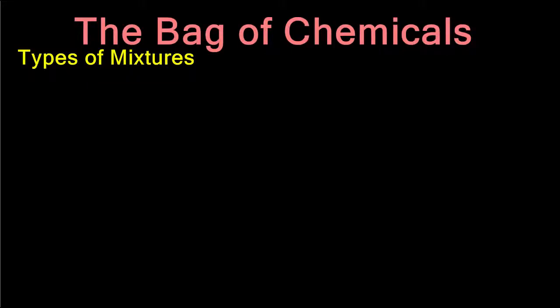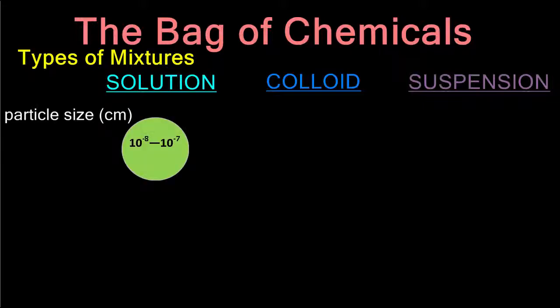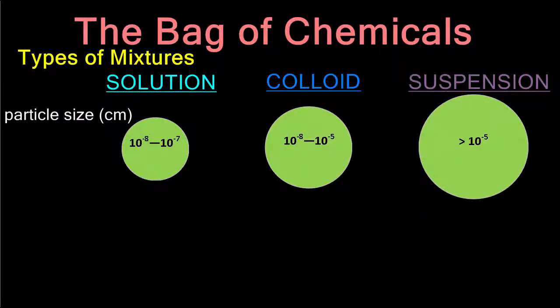There are 3 types of mixtures present in the cell: solutions, colloids, and suspensions. In this lesson, we will compare the 3 types. The biggest difference amongst the 3 mixtures, and the one that affects all the other properties, is particle size. Solutions have the smallest particle size. Colloids have particles that are just a little bit larger. Suspensions have the largest particles.